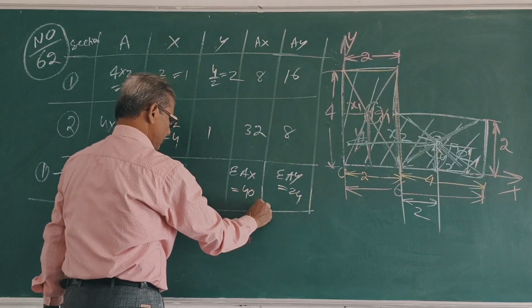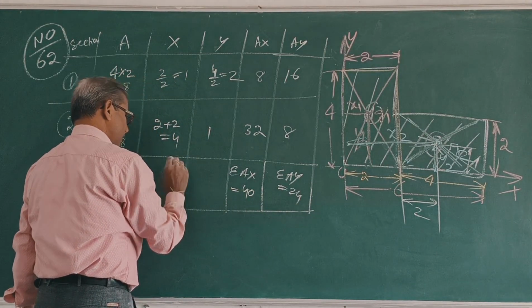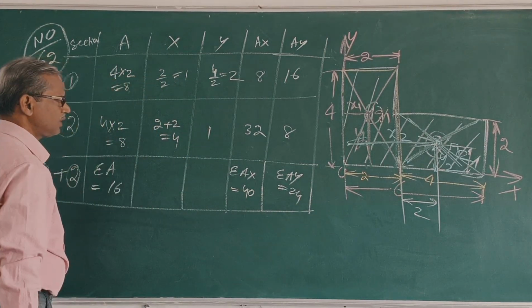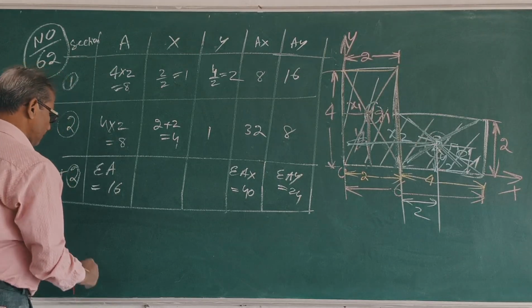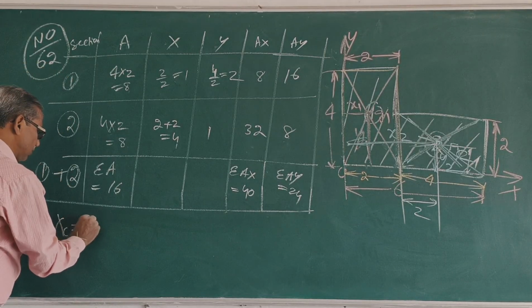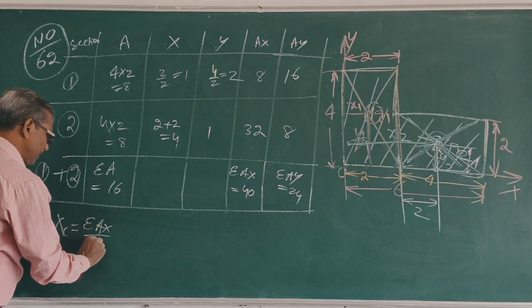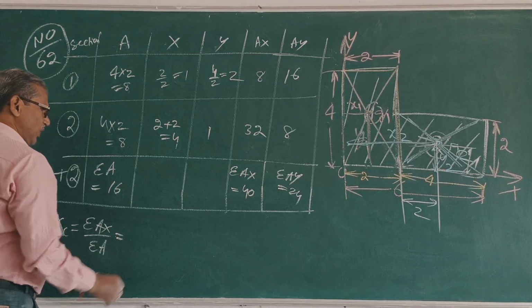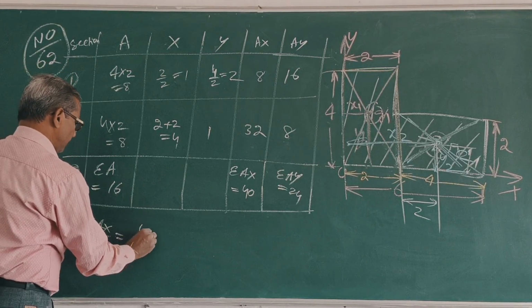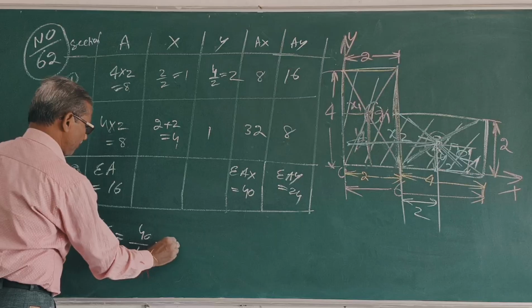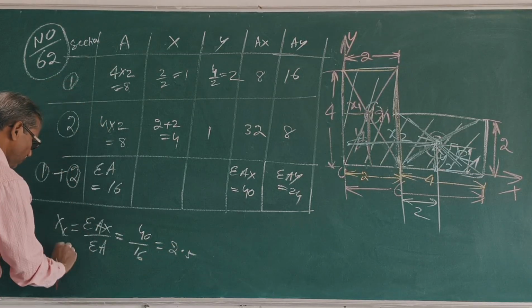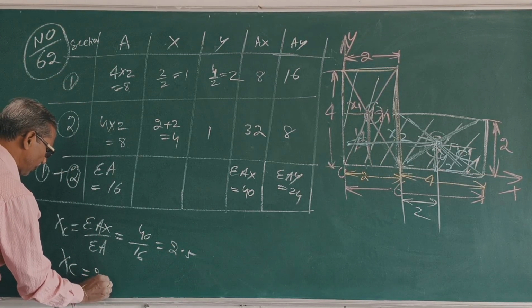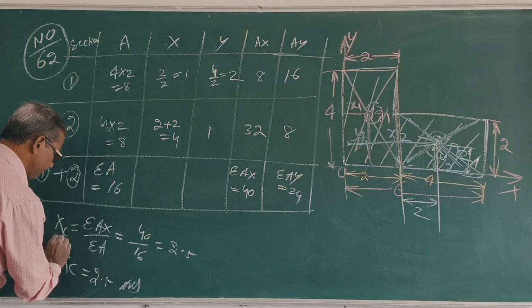Clear? Now, X. What is X is equal to? Sigma X by sigma A. What is sigma X? 40 by 16, 2.5. So X is equal to 2.5. One of the answer.